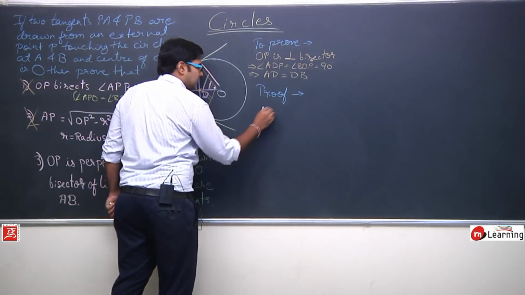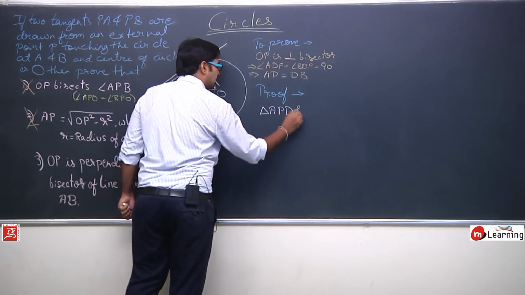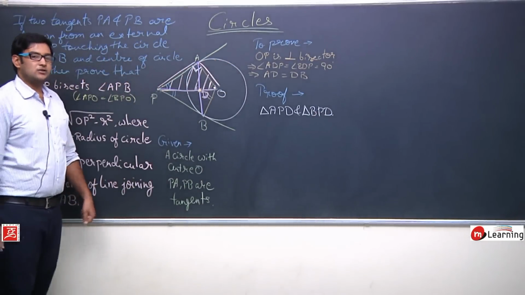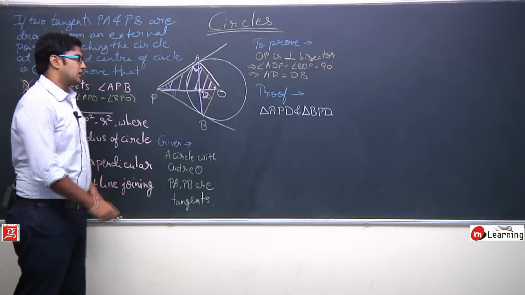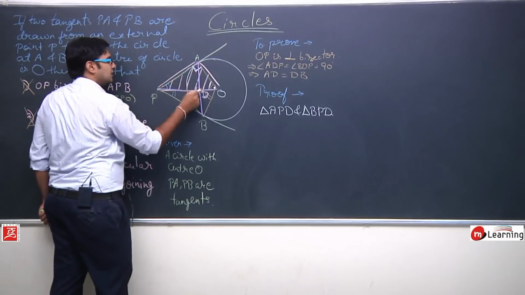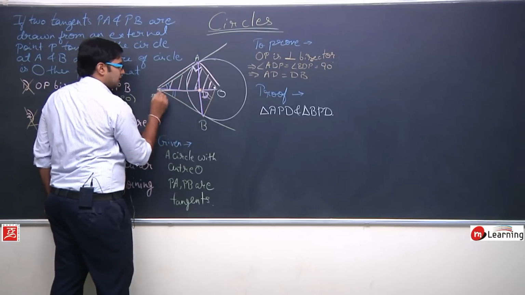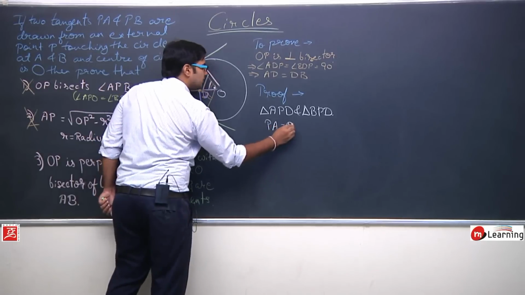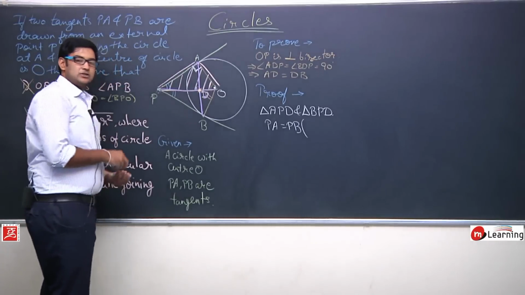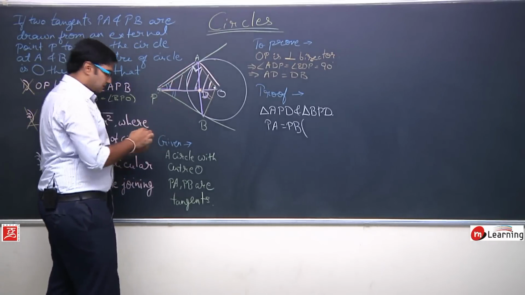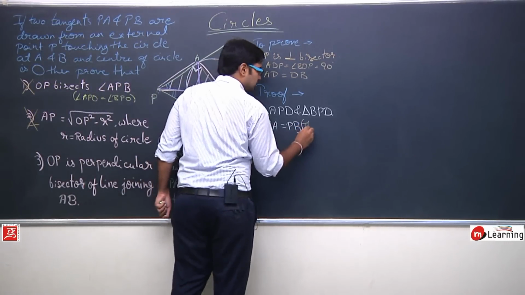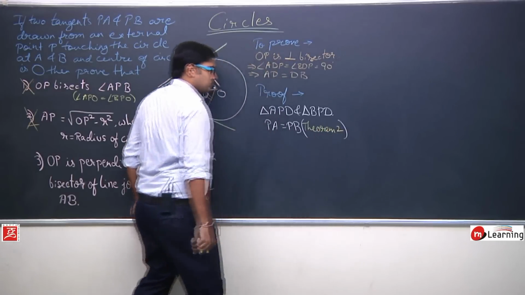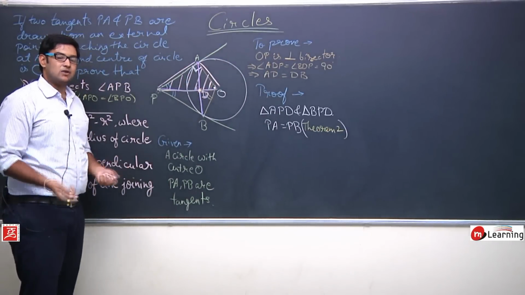If I observe triangle APD and triangle BPD, try to observe the triangle APD and triangle BPD. This is APD, this triangle, and this is BPD, this triangle. In these two triangles you will find PA is equals to PB. Now why PA is equals to PB? This is PA, this is PB. Why these two are equal? By theorem 2, these two sides are equal, these two lengths are equal.